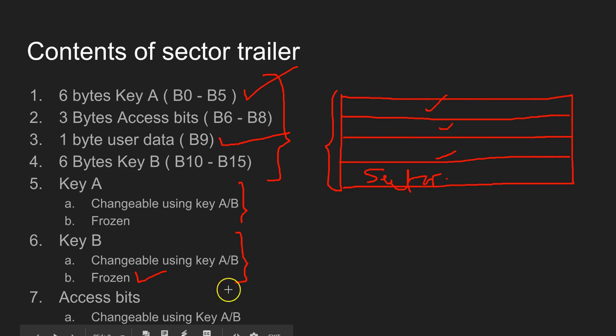As well as for the access bits, you can specify whether it's changeable or not changeable, or if it's changeable, whether you have to use authentication with the key A or key B. The one thing you have to keep in mind, in the case of the Mifare Classic tags, you cannot read or write any block without first authenticating.